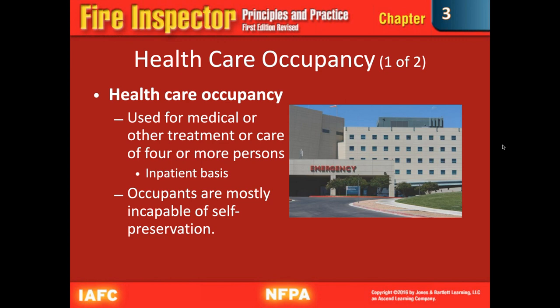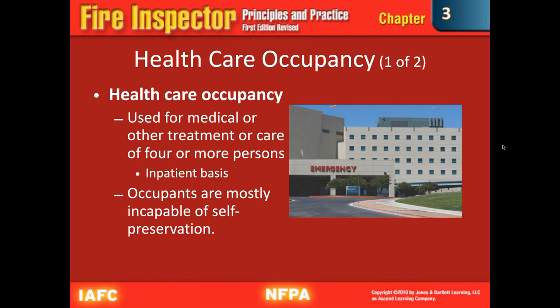Healthcare. A healthcare occupancy is used for purposes of medical or other treatment or care of four or more persons on an inpatient basis. So again, you have healthcare and then you have ambulatory healthcare, which we'll get to in a second. Healthcare is people that can actually stay there. Like if they're going in for an inpatient surgery and they're going to be in there for a while, or a heart attack patient that goes to a cath lab and he's going to be in there for multiple days, that's what these are. These are your full-blown hospitals.